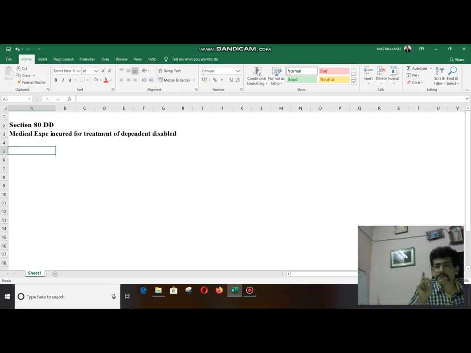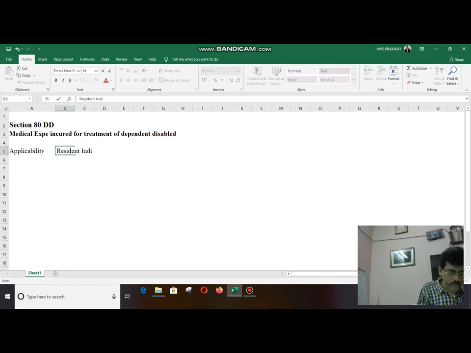Before proceeding further, we need to understand to whom this section is applicable. Basically this is applicable to a resident individual. Only if the individual is a resident individual can he take the benefit of this section, or any person who is an HUF. So ultimately, only two persons: applicability is for resident individual and HUF. No other person can take the benefit of section 80DD.